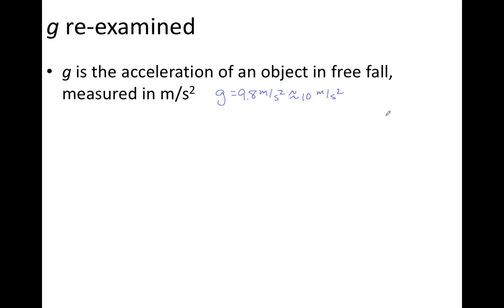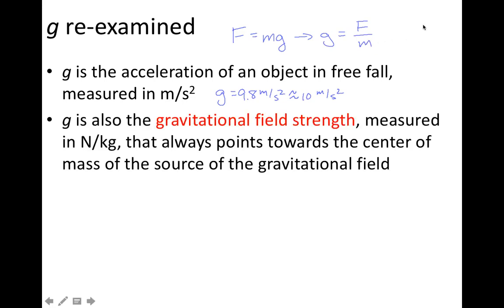But g can be looked at in another way. The force of gravity is m times g. We could rearrange this to be force over mass. And when we look at it as the ratio of the force to mass acting on an object, we can look at that as the gravitational field strength. And we would measure that in the units of force, newtons, over the units of mass, kilograms.